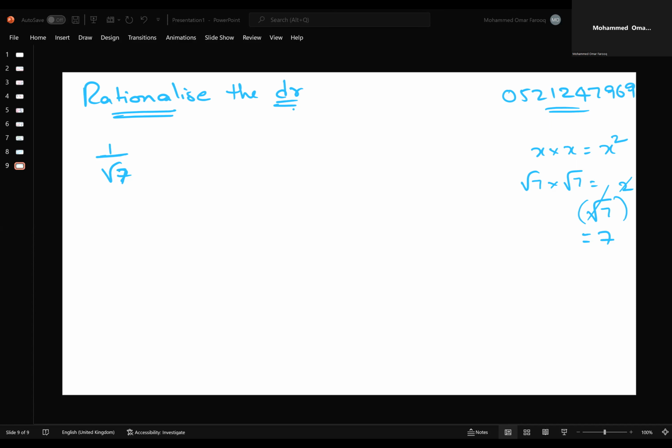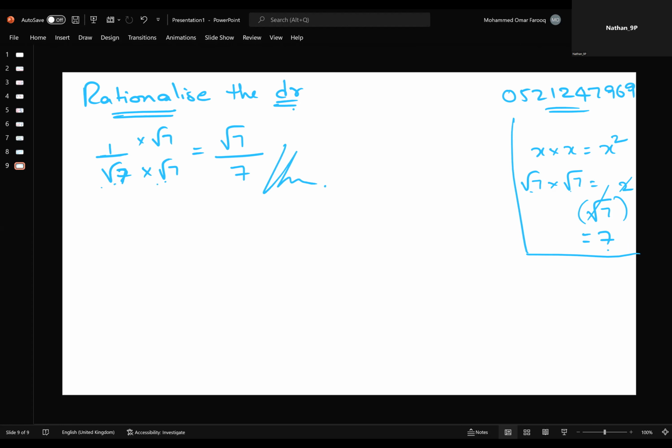So now, root 7 multiplied with root 7 gives 7, which is a rational number. Therefore, I multiply with root 7 in numerator and denominator. So 1 into root 7 is root 7, and in the denominator 7 into root 7 is 7. So root 7 by 7. Is the denominator a rational number? Yes, sir. Therefore, this is how we rationalize a single-term denominator.